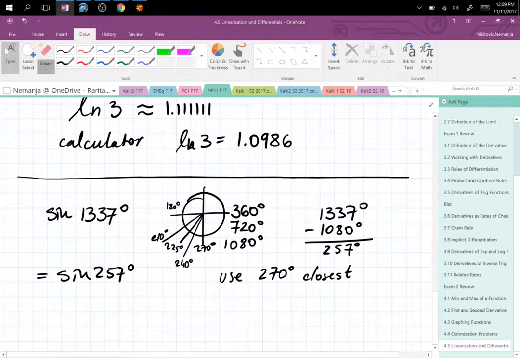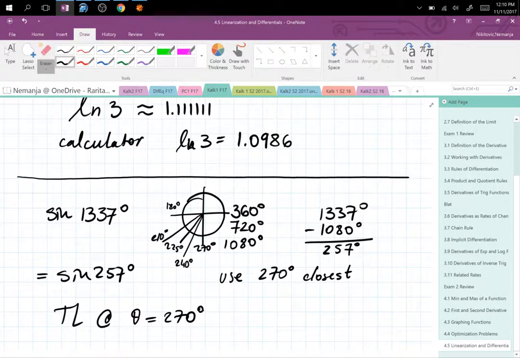So what I'm going to find is a tangent line at x, or theta. Let's go theta. Theta equals 270 degrees. But there's one important thing that you must know. This has to be done in radians. You can't compute in degrees because the formulas won't work. So must use, I'll put it in blood, must use radians.